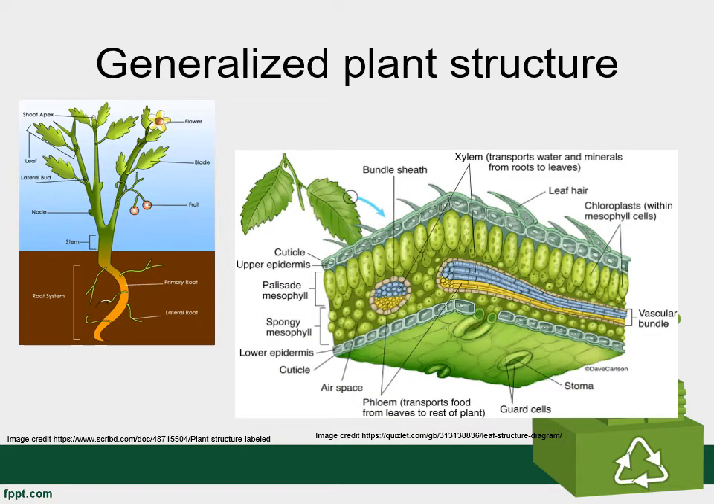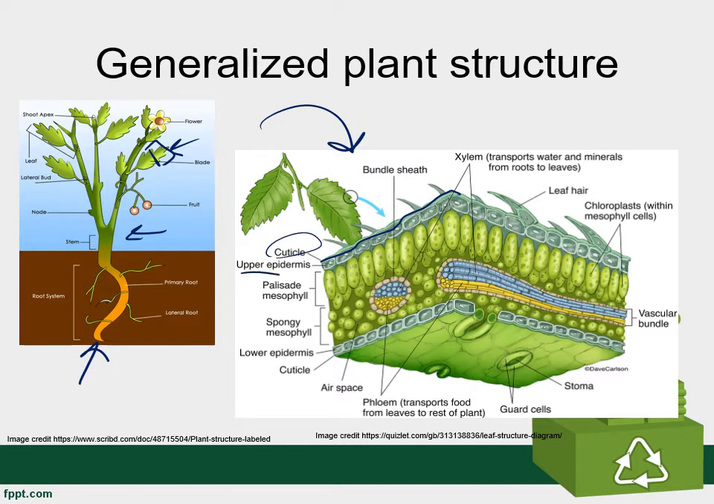So super quick look here at plants. Of course plants have roots, they have stems, they have leaves. We're going to focus in photosynthesis on these leaves. This picture over here is a cross section through a leaf. On the very top, there's this waxy layer called the cuticle that helps to prevent dehydration of the leaf tissues.